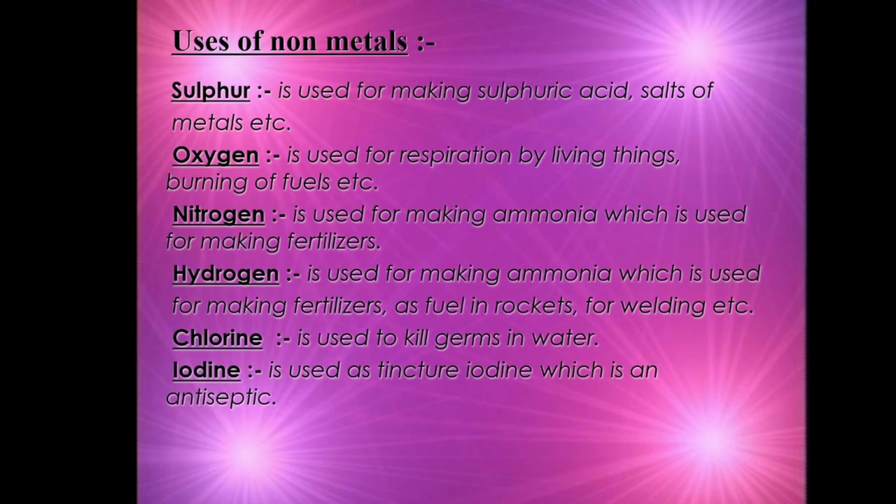Now let us see uses of non-metals. First one is sulfur. Here sulfur is used for making sulfuric acid, salts of metals, etc. And oxygen is used for respiration by living things or burning of fuels, etc. Nitrogen is used for making ammonia, which is used for making fertilizers.